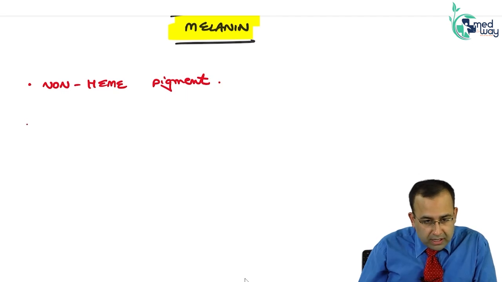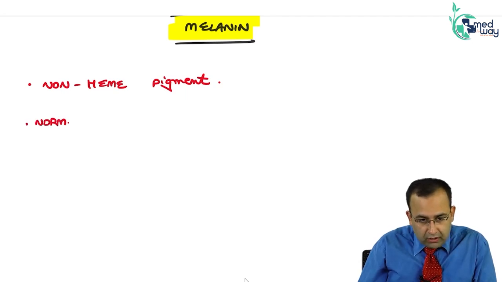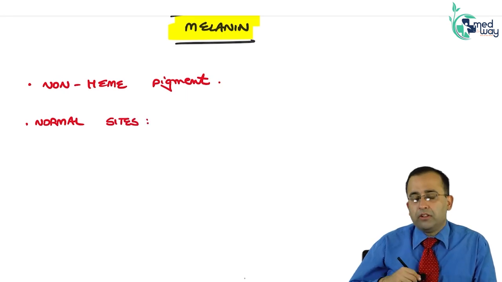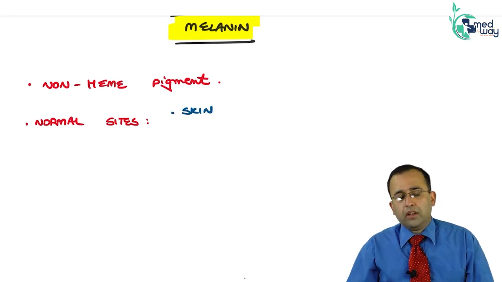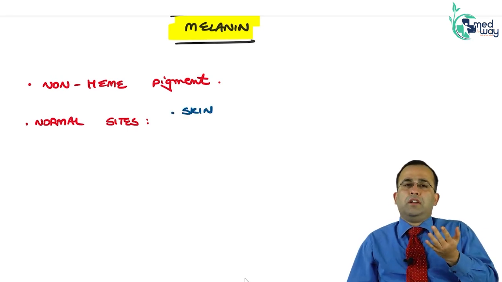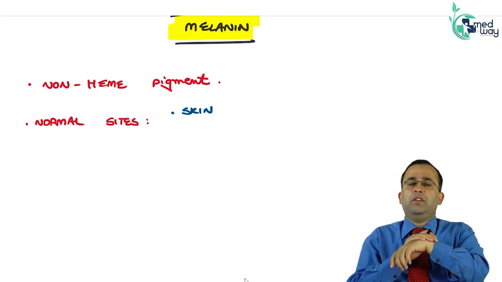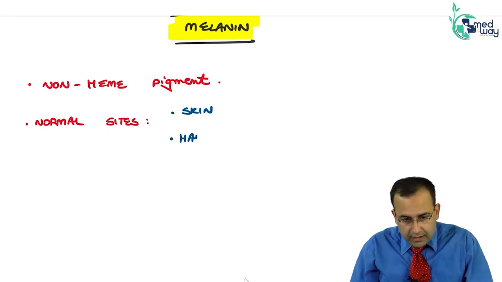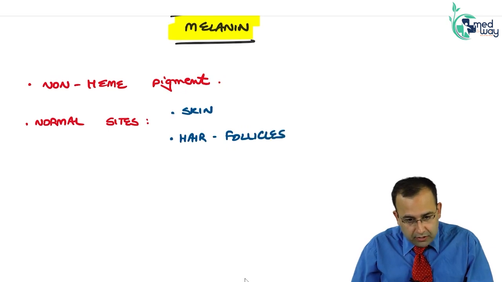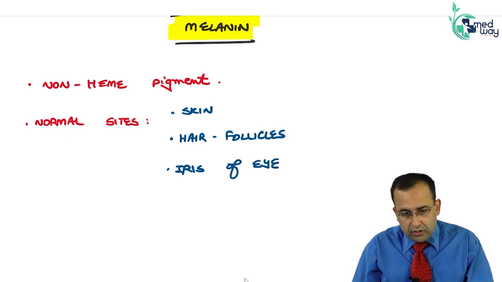Which are the normal sites in the body where melanin is present? Normally, melanin is present in skin. All of us are dark skinned. Why? Because of the presence of melanin. Normal sites: skin, hair follicles, iris of the eye.